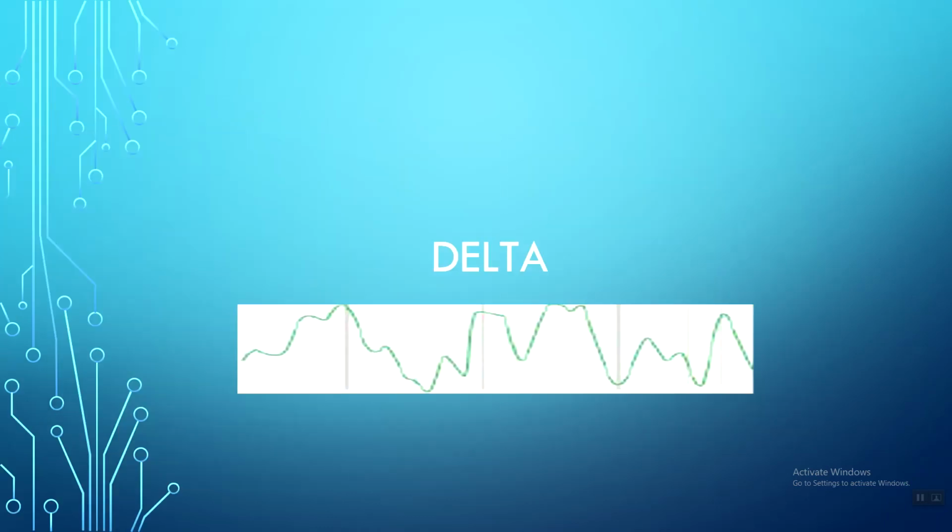Okay? But let's get into some of the more familiar frequencies. So first and foremost, or secondly, delta. Delta is 1 to 4 hertz, 1 to 4 oscillations per second.